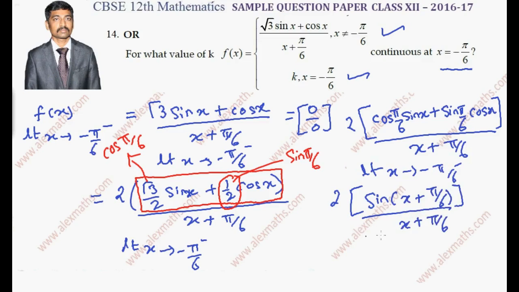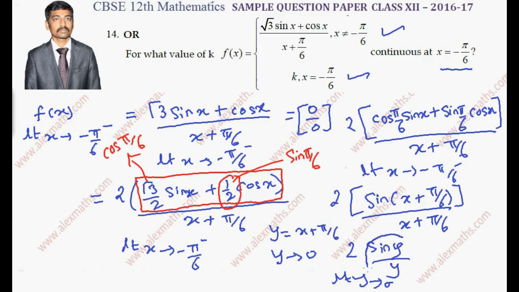When I take x plus pi by 6 as y, suppose y is equal to x plus pi by 6. Now the limit will be changing to y tending to 0. So we get 2 sin y by y, and the limit will be changing to 0. This whole value is 1. So the answer is 2.